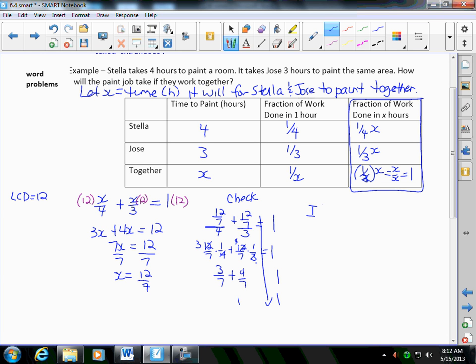So it will take them, and 12 over 7 is the same as saying 1 and 5/7, to paint the room together.